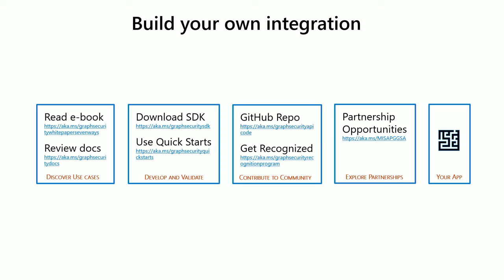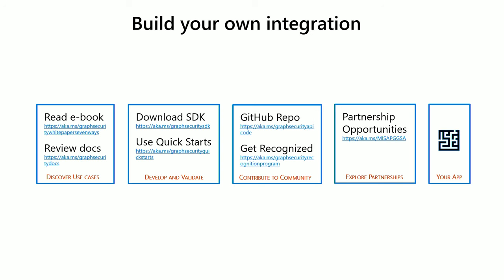The documentation link is aka.ms/graphsecuritydocs, which will get you started. You can download the SDK if you're writing a lot of code and building all of that, or you can even use the quick starts. The quick starts are very new. We just came up with this a couple of weeks ago. And this is available in C#, Python, and Node.js.